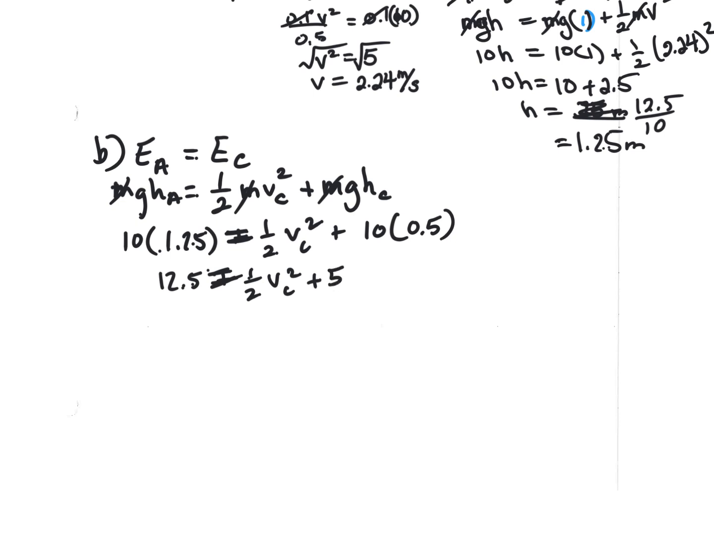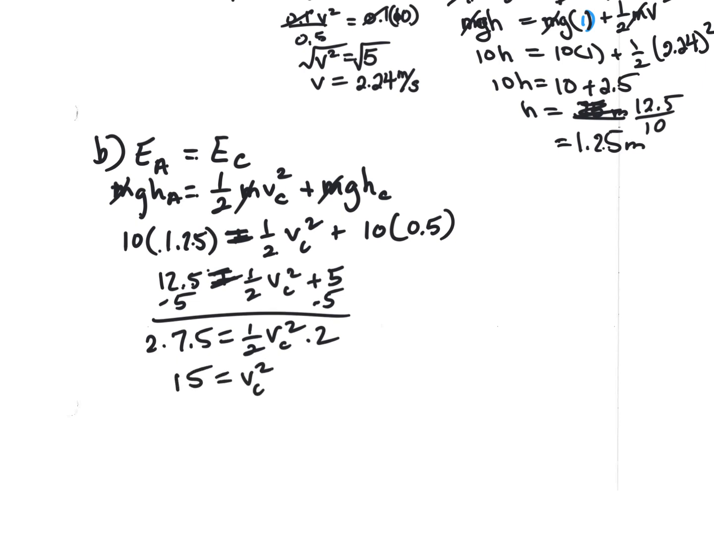So we're going to subtract 5 from both sides. This gives us 7.5 equals 1/2 velocity at C squared. Multiply both sides by 2. We get 15 equals velocity at C squared. Take the square root. So we're going to take the square root of 15, which is 3.87. So we get a velocity at point C of about 3.87 meters per second. Okay? So that's B.